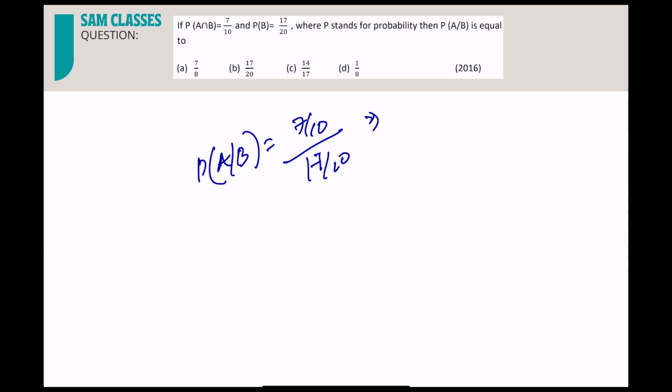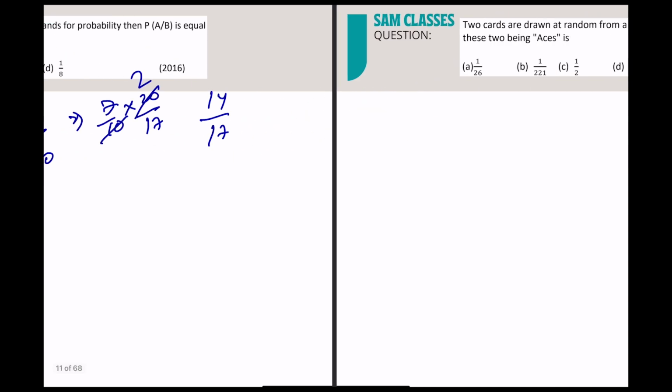So what you can do? You can cancel 7 by 10 into 20 by 17. So cancel by 2, so 14 by 17, correct? 14 by 17, C option. That's it. Let's see the next question.